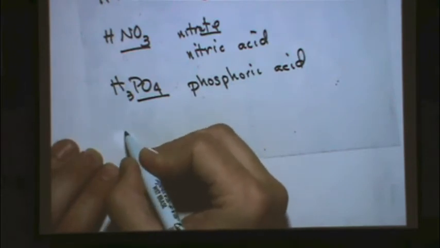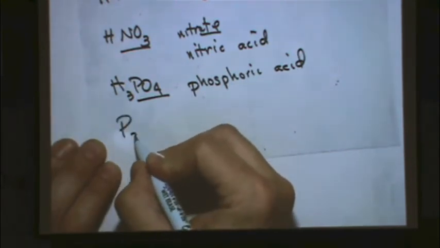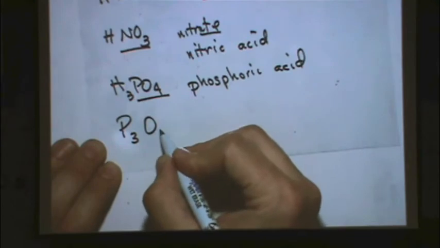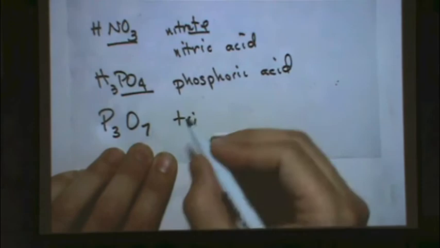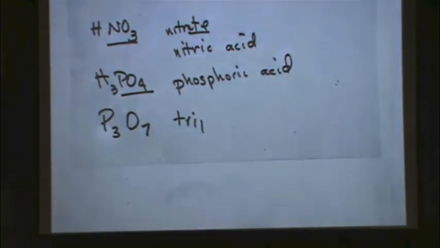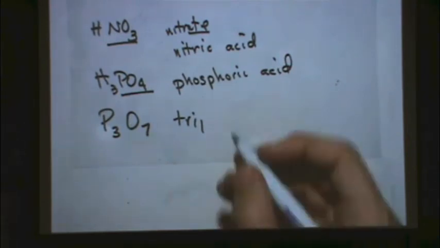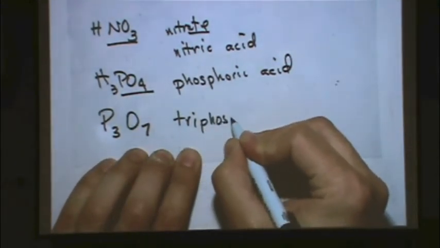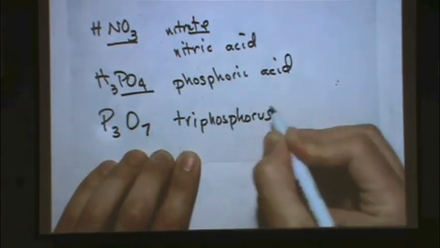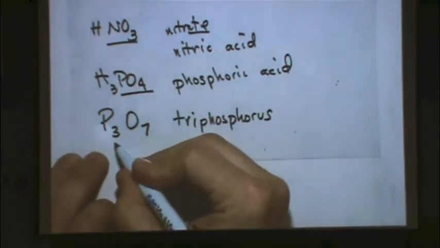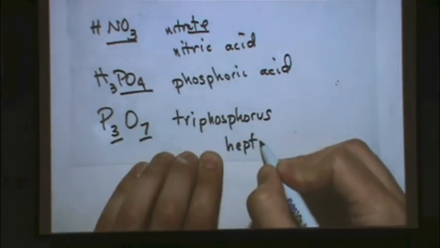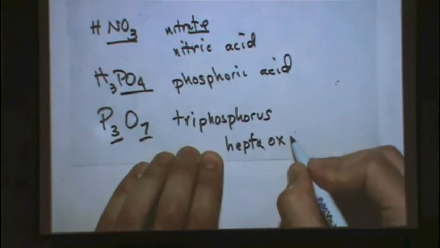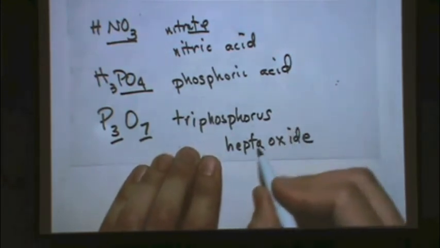I cannot pick one, so I'll make up something. Okay, there we go. I don't know if this is real, just made it up. Try P3O7. So you see no metal now, and you don't see a hydrogen in front. This is a molecular compound. And so this is triphosphorus. Okay, and then the second name, remember you gotta name these subscripts here. Hepta-oxide.